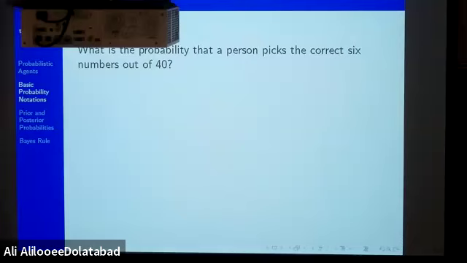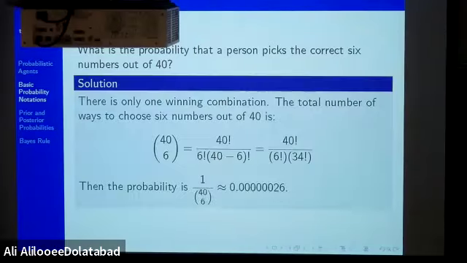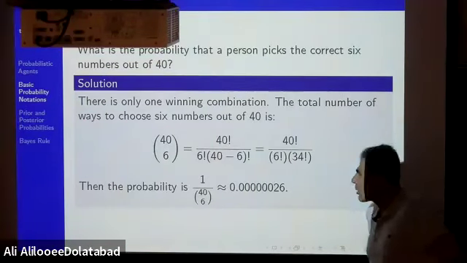we have another example here. What's the probability that a person picks the correct 6 numbers out of 40? I just want to explain one notation. I'm sure that most of you are familiar with this notation. If you are not familiar, I want to explain it.